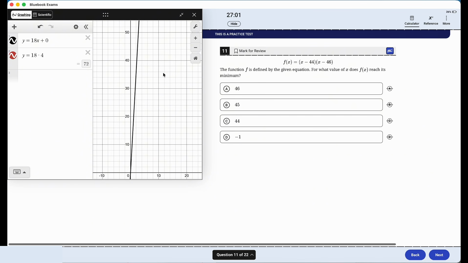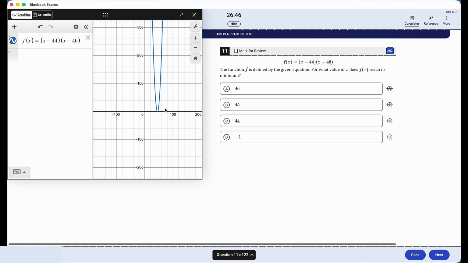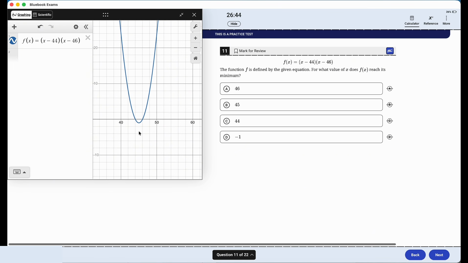So just be careful. This one, pretty simple, gives us an equation and it's talking about a minimum. So if you just type this in, you can always click on the minimums or maximums. So minus 44, x minus 46. Let's see. Okay, there it is. So you can just click on the minimum. It's 45.